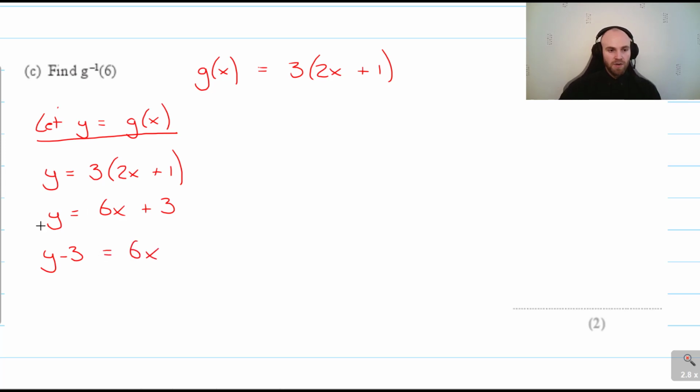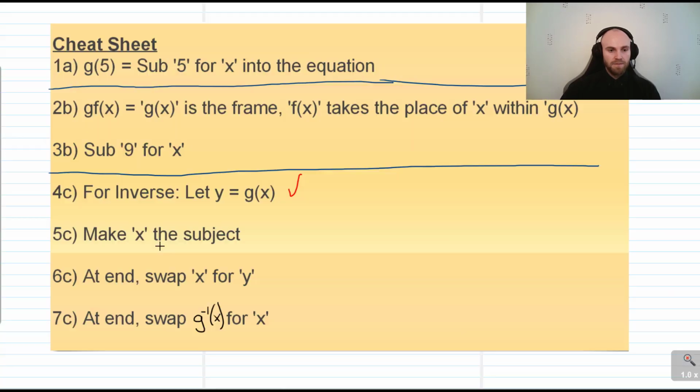We're going to subtract 3 from both sides. Now we're going to divide by 6. So it's going to be y minus 3 divided by 6 equals x. So we've made x the subject. And at the end, we're going to swap x for y. And at the end, we're going to swap the inverse of g of x for x.